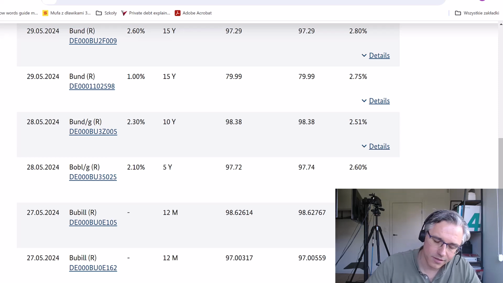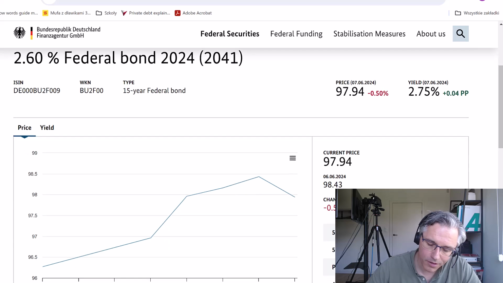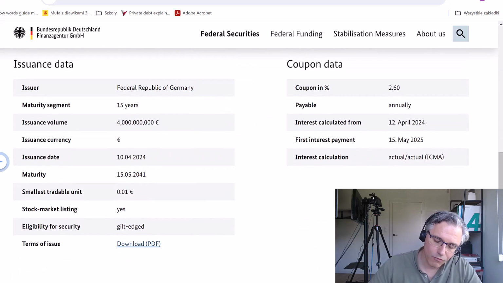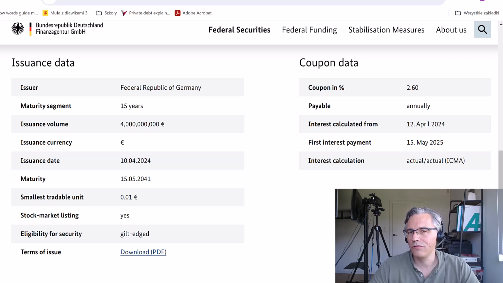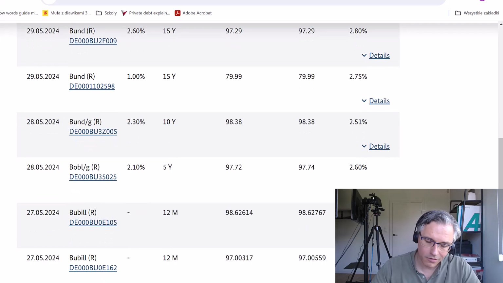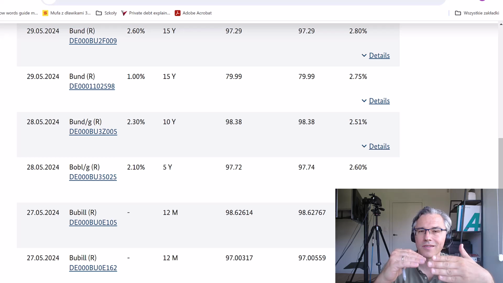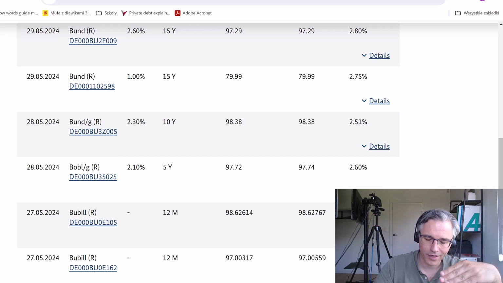Now, the difference is, look, this first bond at the top, if I click on its details, if I click on its ISIN, the identification number, they will tell you this bond was issued for the first time in April 2024. It will mature in May 2041, and it pays a coupon of 2.6%, and that coupon was set up in 2024. And it aligns with what investors expect right now. So the price that was offered for this bond by investors was pretty close to par. Par in this case is 100. So if somebody pays you 97.29, that's not necessarily at par, but it's close to par value.